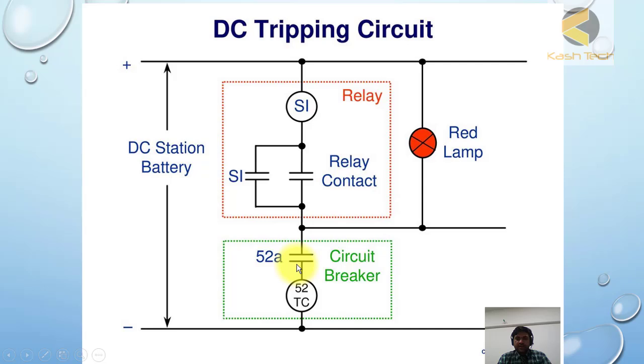This is circuit breaker 52A, normally open contact. So if the breaker is closed, this will be closed also, and the breaker will trip. So this is how the circuit is used.